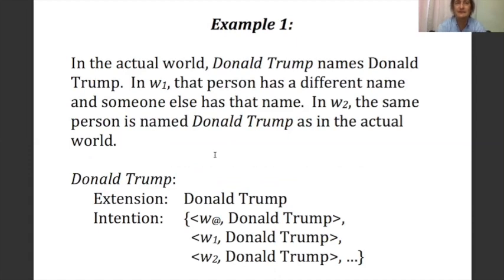Okay, now let's look at examples. Our first example is an example of a name. We said that the denotation of a name is an individual. Well, what about its intension? Who does it pick out? In the actual world, the name Donald Trump names Donald Trump. It names the person. He's the current United States president, or let's say United States president in the year 2020. So I can keep on using this video in the future.